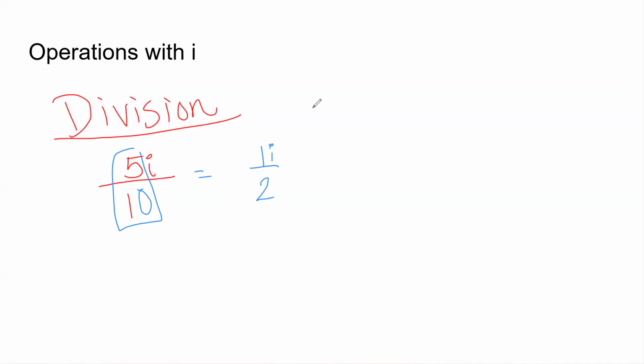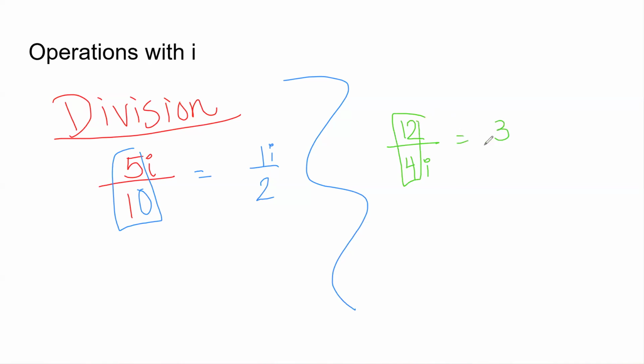That's fine. Where we get into trouble, and this is just a rule, is that we cannot have i on the bottom. It is just not considered proper. So if we have, I don't know, 12 over 4i, you can go ahead and do 12 divided by 4 like you normally do. That's 3. But then you'll still have i. You're going to bounce it. This is not a technical term, it's just what I call it.